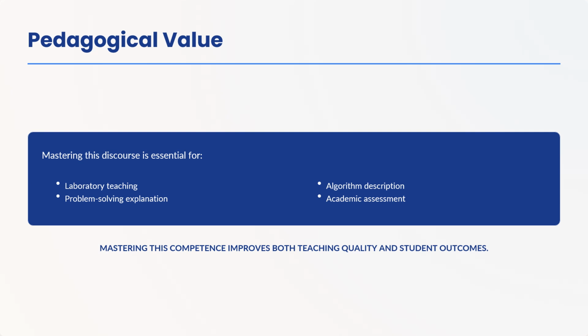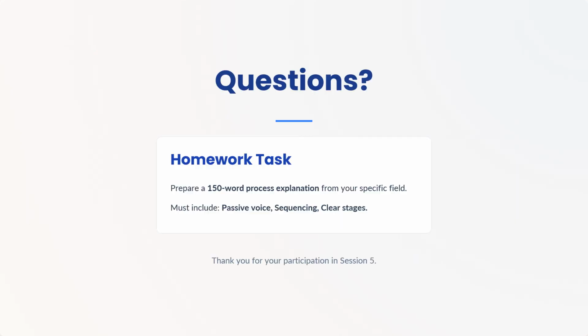So, to conclude our lesson today, mastering the description of processes is critical in English medium of instruction competence. It isn't just about knowing English, but it is about knowing how to teach science in English. Your homework is to prepare a 150 words formal explanation of a process for your specific field.